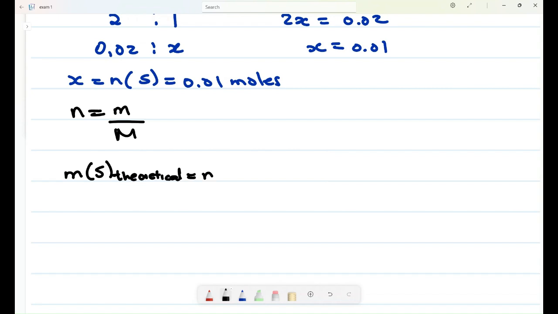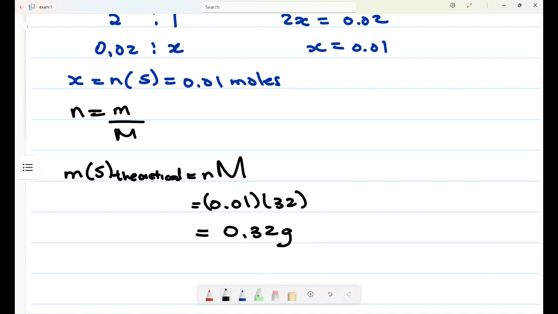It is going to be equal to number of moles multiplied by molar mass. What is the number of moles? It is 0.01. What is the molar mass of sulfur? It is 32. When I punch 0.01 multiplied by 32 into my calculator, I get 0.32 grams. Now you have found the theoretical, and the actual you were already given.